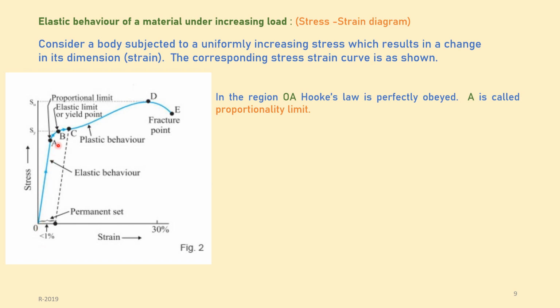Now in the region OA, you see it's a straight line. In the sense, stress is proportional to strain. That is, Hooke's law is perfectly obeyed. So up to the point A, where Hooke's law is perfectly obeyed, we call this point A as proportionality limit.